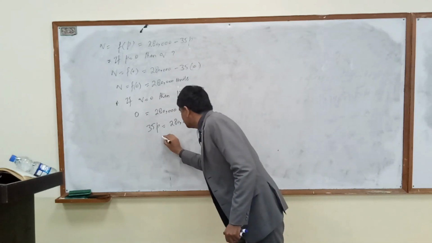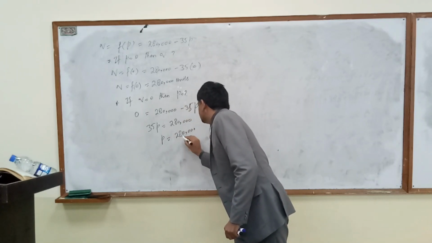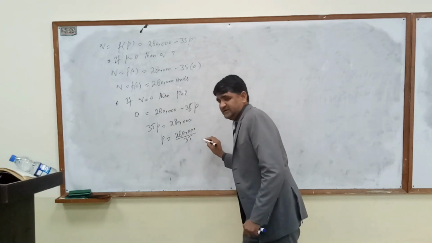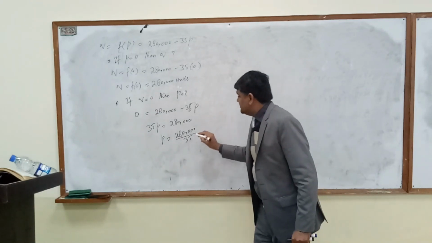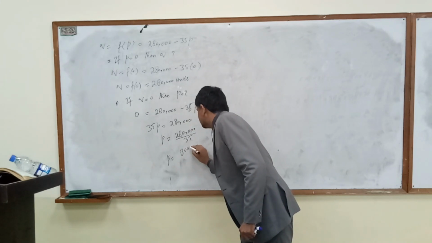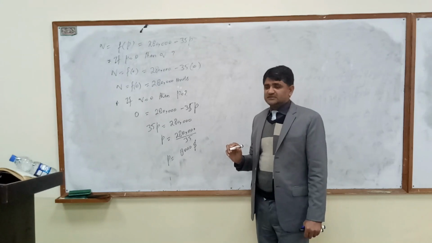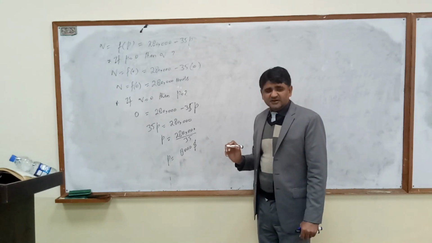What's the sum? Can you calculate? 280,000 divided by 35. What is the exact value? 8,000. Is it dollars? Yes, the unit is dollars. Got the point?